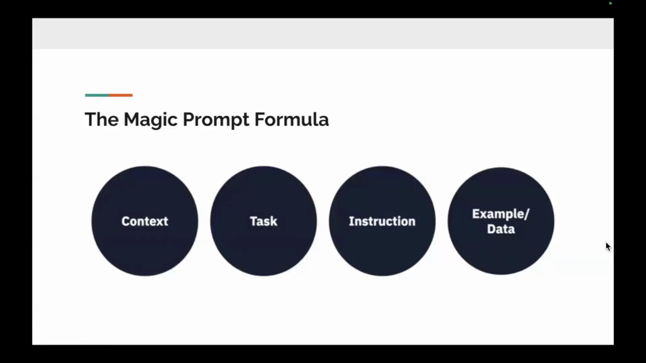Okay, so this is the magic prompt formula. It's divided into four parts: context, task, instruction, and example. So what do we mean by this?